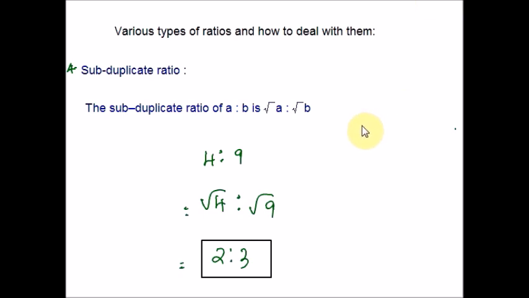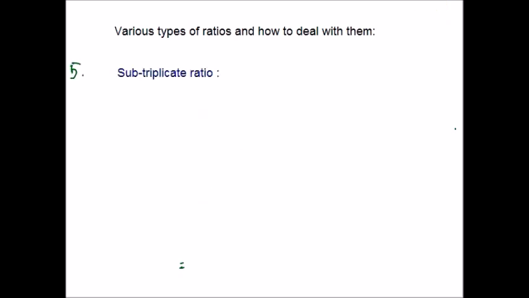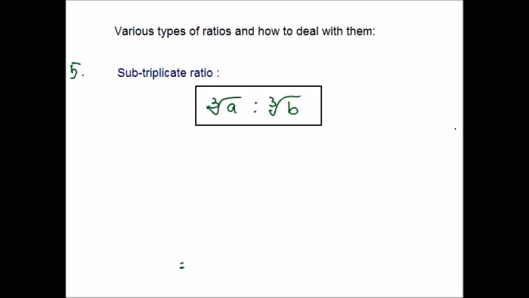So what would be the subduplicate ratio of 16 is to 25? Yes, 4 is to 5. Now let us move on to the next type, subtriplicate ratio. Subtriplicate ratio of A is to B is cubic root. The previous one is square root, this one is cubic root. Let me show you an example.